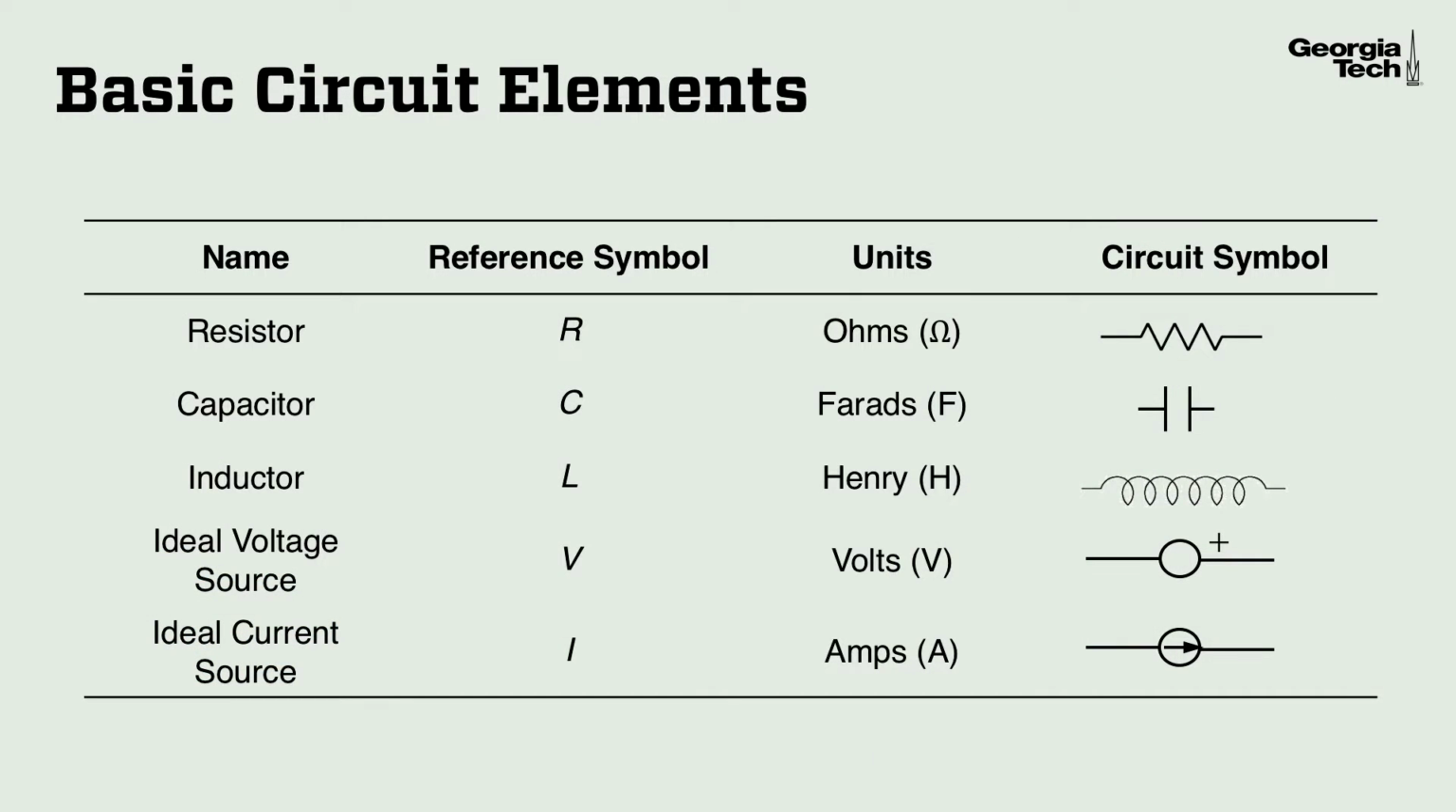Let's review the main circuit elements. First, a resistor. A resistor has units measured in ohms. A capacitor has units measured in farads, an inductor with units measured in henries, and an ideal voltage source and ideal current source. These are the basic circuit elements from which pretty much any electrical circuit is designed.